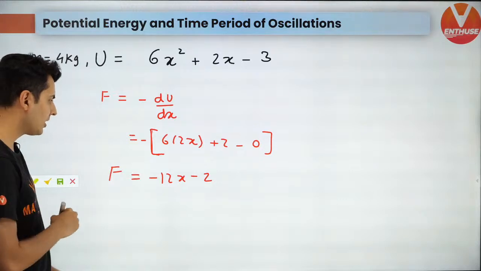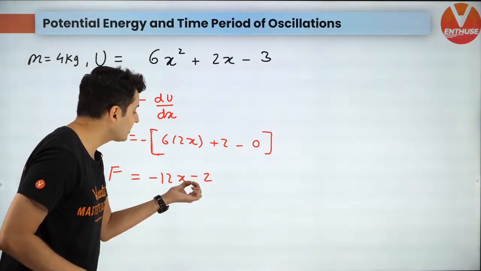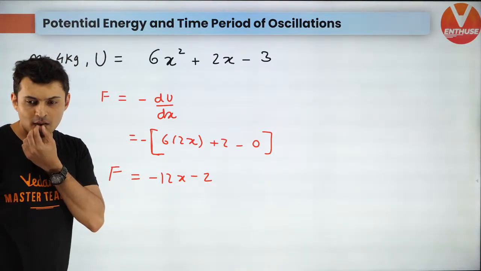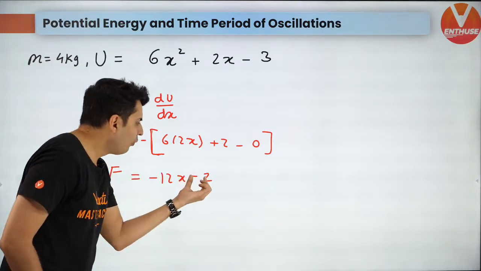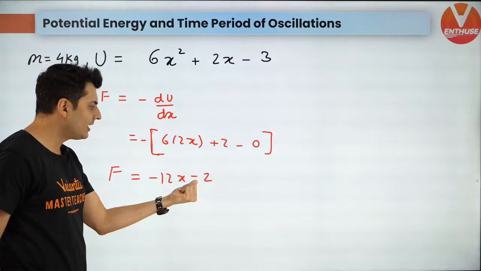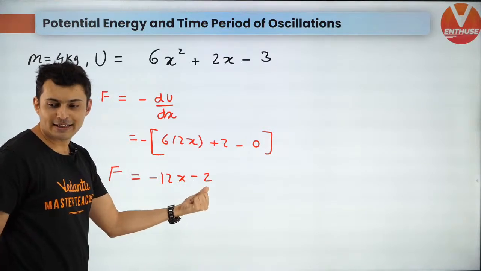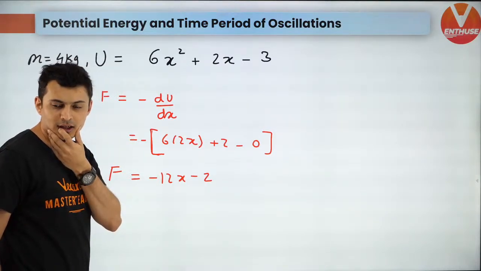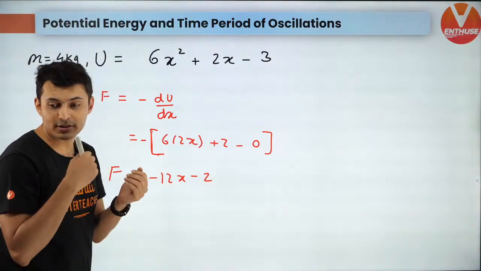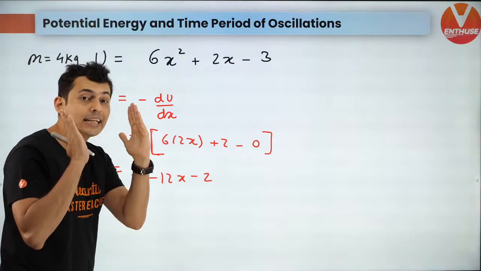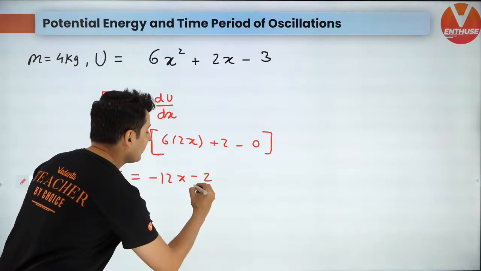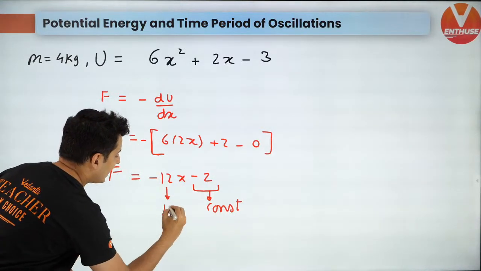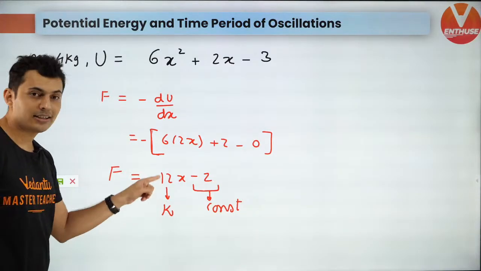Now guys, think about it. There is minus something into x and some additional term. Now this is a reason to worry. What do we do with this constant? Should we be really worried about this minus 2? Think about it. I don't think so, because it's a constant force. And remember, a constant force can't change the time period. So don't really worry about this, because this is just a constant force. This 12 is as good as K, the spring constant.